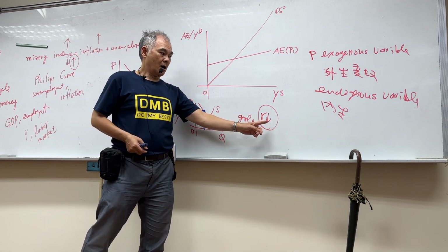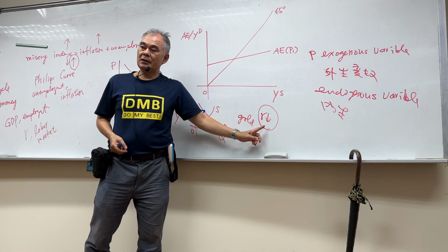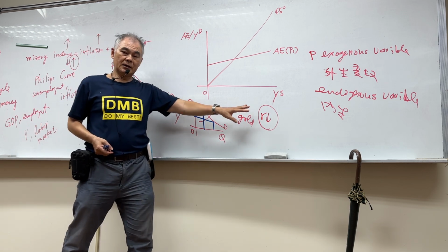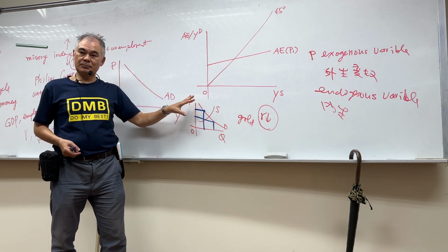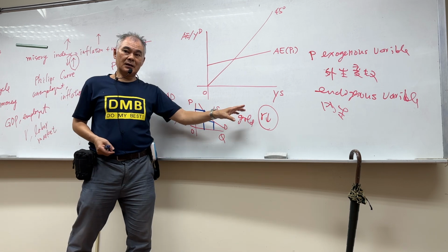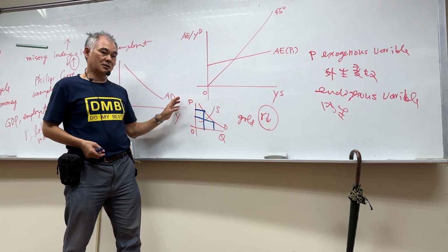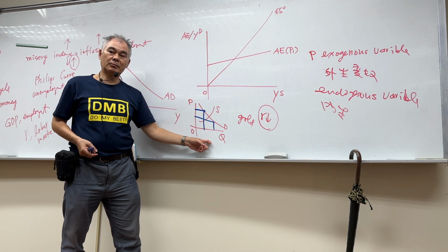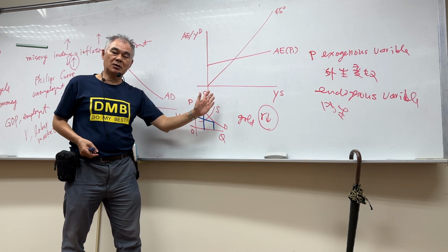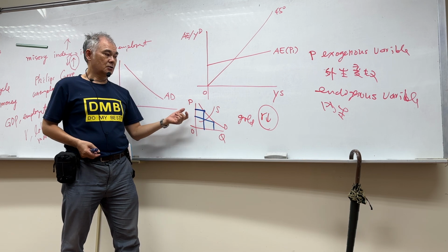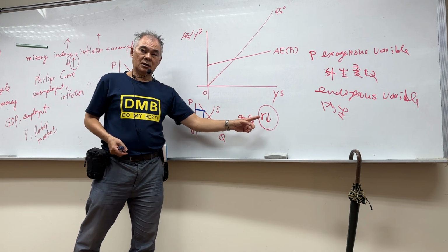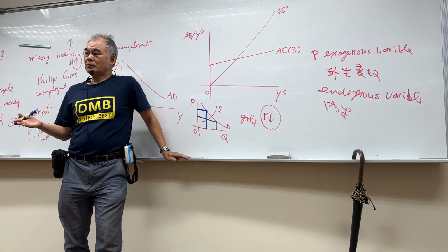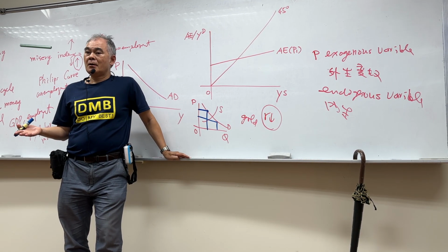What about R? Interest rate is an exogenous variable. It is not in this model. Interest rate is not in this model. So any variable outside this model, not Q, not P, you have to show by a shift of the curve. So in this case, interest rate goes down, right? What happened? People would like to buy more.